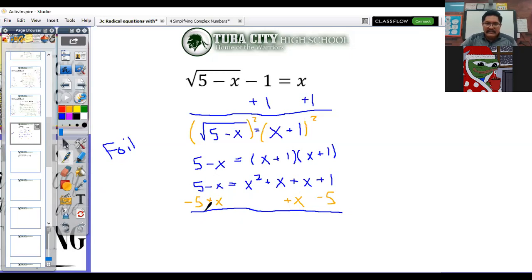Okay, so 5 minus 5 is nothing. X minus x is nothing, so I got 0, which is good. I want it to be 0 if I can. But now I have to sort all this stuff out. So x squared, and I have x plus x plus x. So that in this case would make 3x. So I end up with 3x, and 1 minus 5. 1 minus 5 is going to be -4.